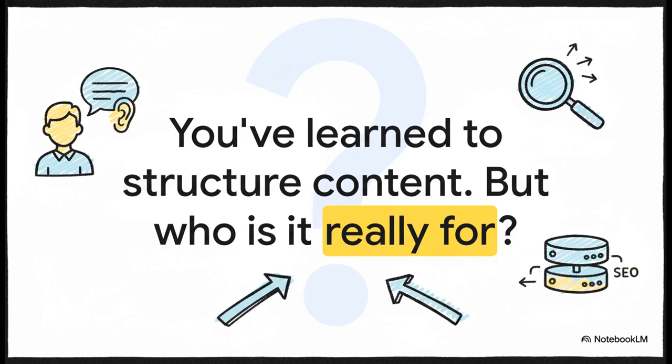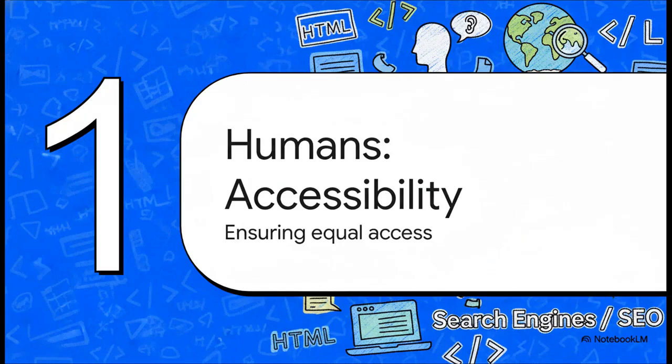All those headers, all those articles and lists you've so carefully put together, who's the real audience? Well, it turns out there are two. On one hand, you have humans, and they need your site to be accessible. And on the other, you have machines, think search engines, that need your content to be discoverable. Let's start with the people, with the human side of things.